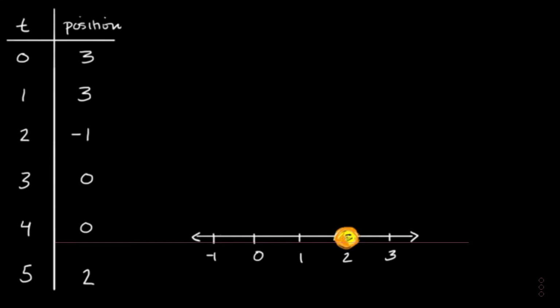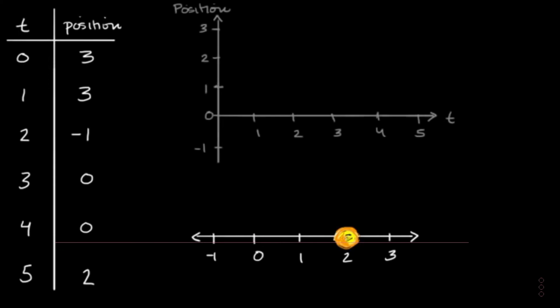But maybe an even more useful thing would be to graph this somehow so that we don't have to keep looking at animation, so that we can just look at with our eyes what happens over time. So for that, we can construct what's known as a position time graph. Typically, time is on your horizontal axis and position is on your vertical axis. So let's think about this a little bit.